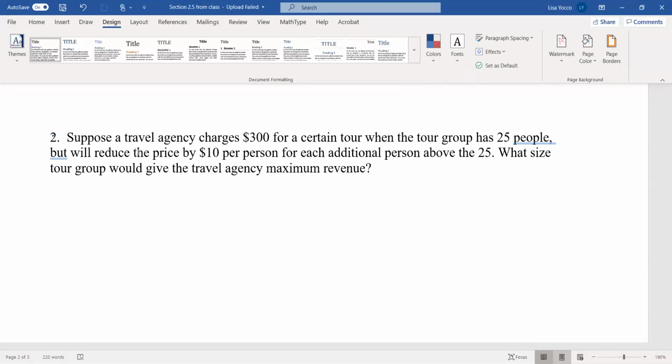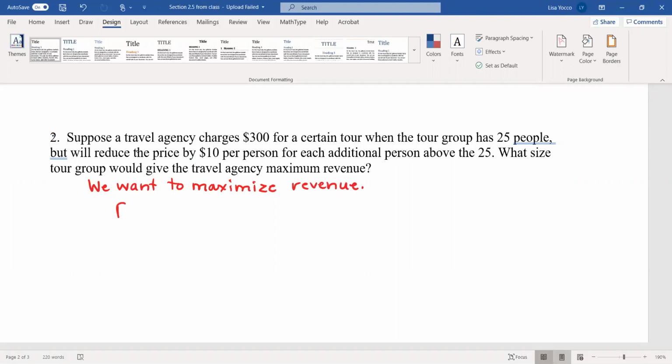Okay, suppose a travel agency charges $300 for a certain tour when the tour group has 25 people, but will reduce the price by $10 per person for each additional person above the 25. What size tour group would give the travel agency maximum revenue. So again, from our calculus standpoint, we want to maximize revenue.